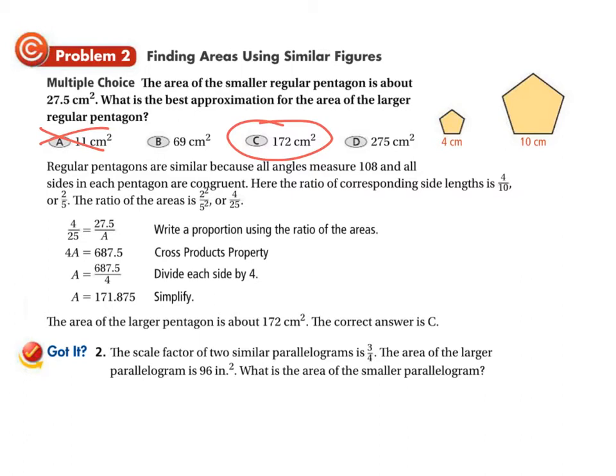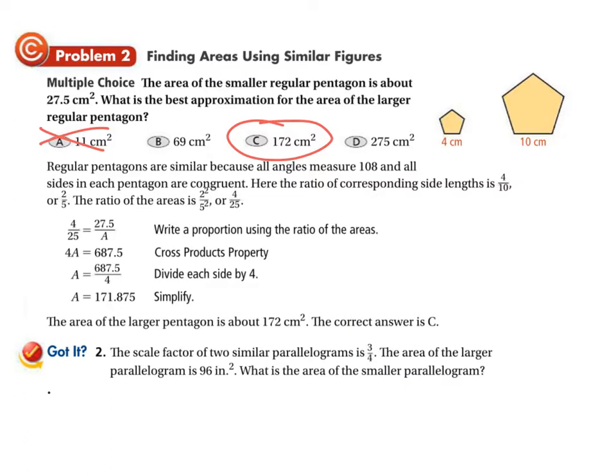Okay, so we've got similar parallelograms. The scale factor is 3/4. The area of the larger parallelogram is 96. What's the area of the smaller? So if we want to know the ratio of their areas, we need to square the scale factor.